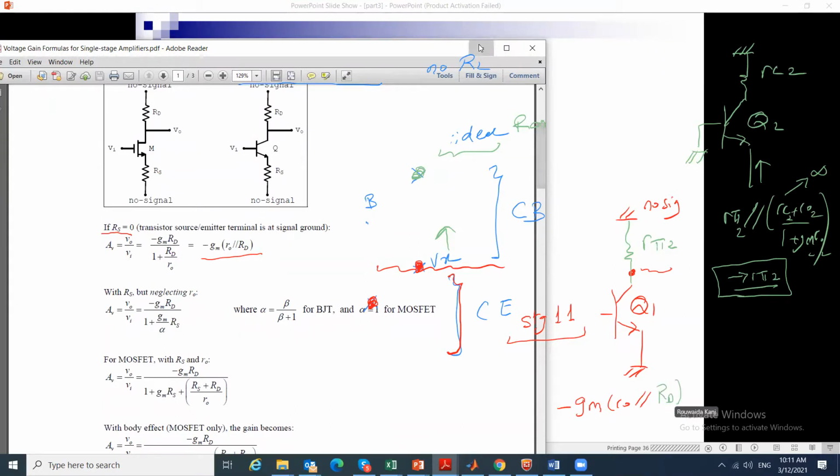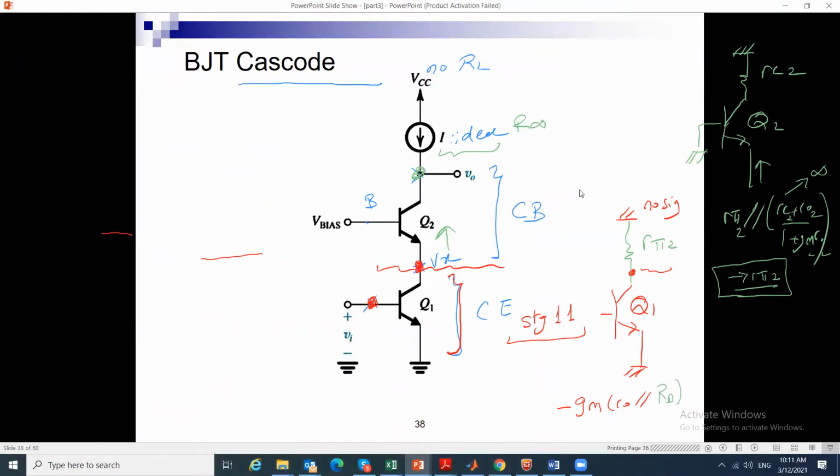So if I come back to this sheet now, really I'm dealing with transistor Q1. So now I can say it's minus gm1 times ro1 parallel to RD. RD is really r pi 2. So that's how we derive those equations from the voltage gain and resistor sheets.